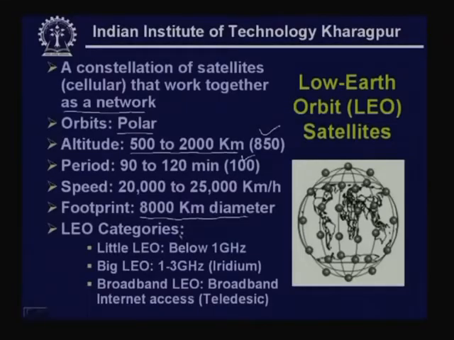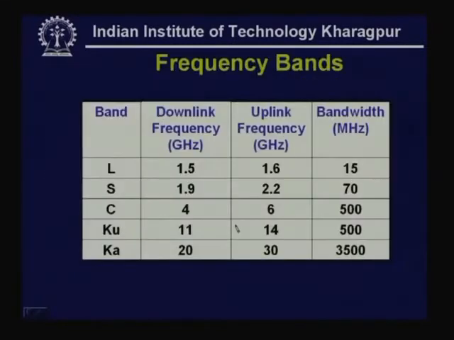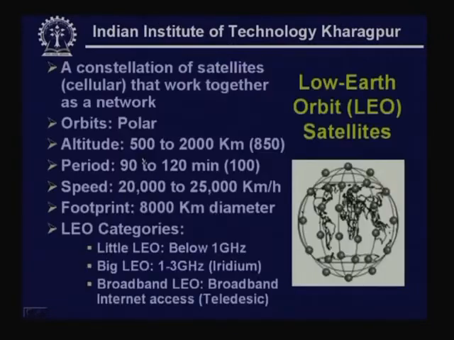And the LEO satellites can be broadly divided into two types. First one is known as little LEO. In little LEO, they communicate at less than 1 gigahertz range. For example, we have seen that less than 1 gigahertz range doesn't use L band, lesser than that.